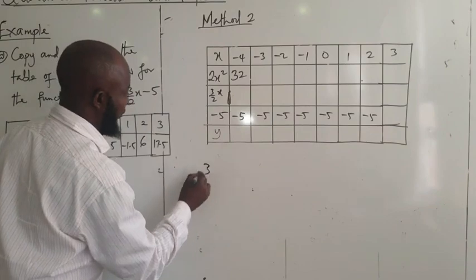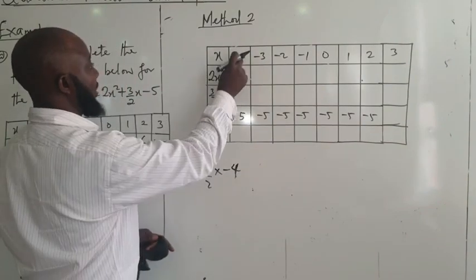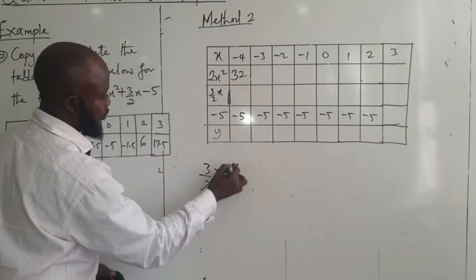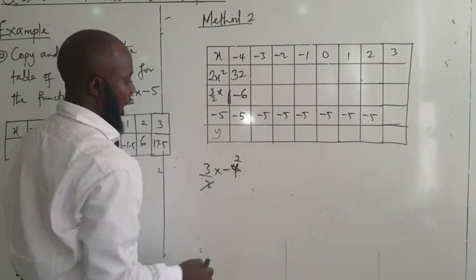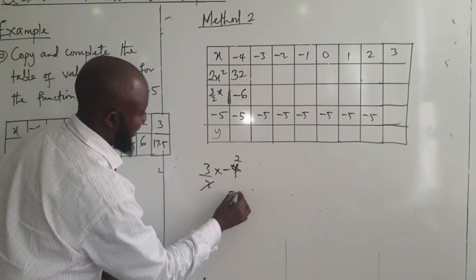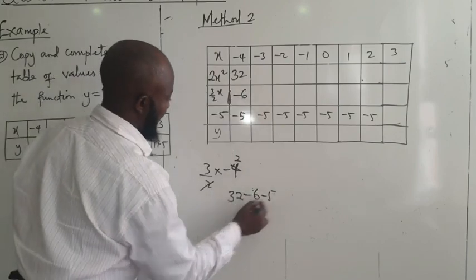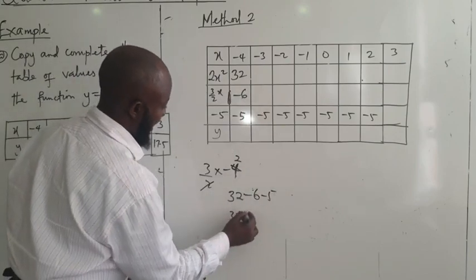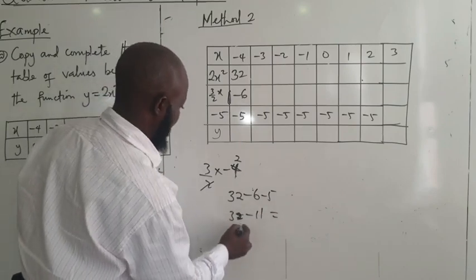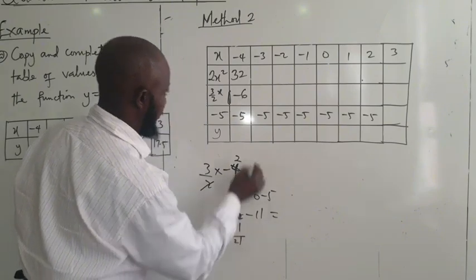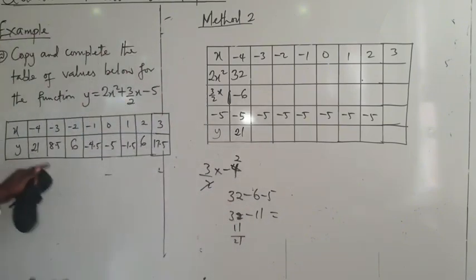Then this one is 3 over 2 times minus 4. We are replacing the x with this. So the 2 cancels with the 4, leaving 2, so 3 times minus 2 will give us minus 6. I hope I'm making sense. So we then have 32 minus 6 minus 5. That is 32 minus 11, which will give us 21. So what do we have here? 21. You can confirm that.